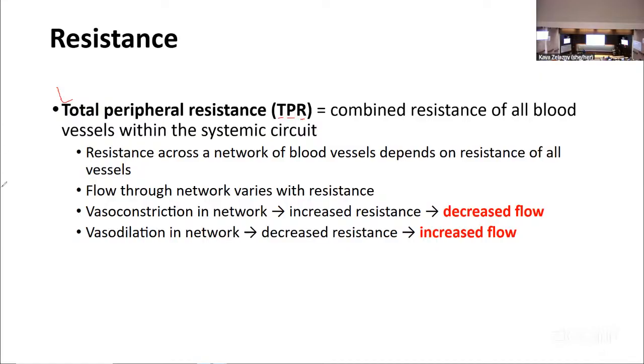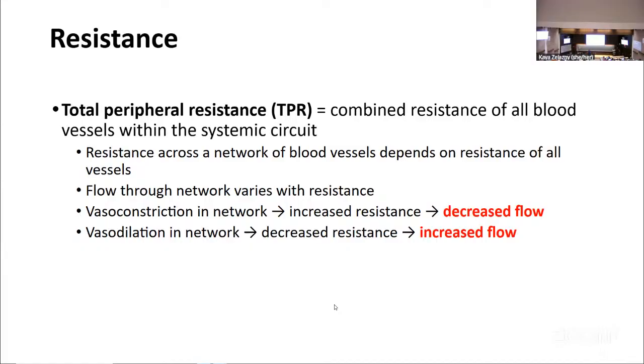Okay. So our resistance across a network of blood vessels is going to have to take into account the resistance across all of them at once if we're looking at that pressure difference as being at the beginning of the whole circuit versus the end of the whole circuit. Okay. And our flow through that network is going to vary with the resistance if we keep that difference in pressure constant. Okay. So this is going to be true for our systemic circuit. Eventually, we'll talk about, okay, like why might you have more flow to your muscles than to your digestive system at a certain moment in time?